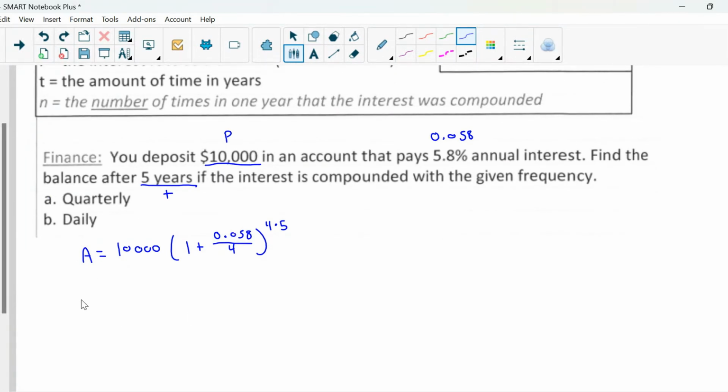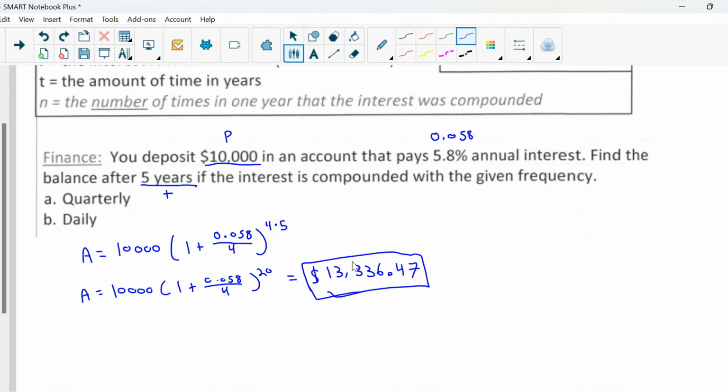So we can plug this into the calculator. A equals 10,000 times 1 plus 0.058 over 4 to the 4 times 5, which is 20th power. And if we put that in a calculator, you are going to get 13,336.47.